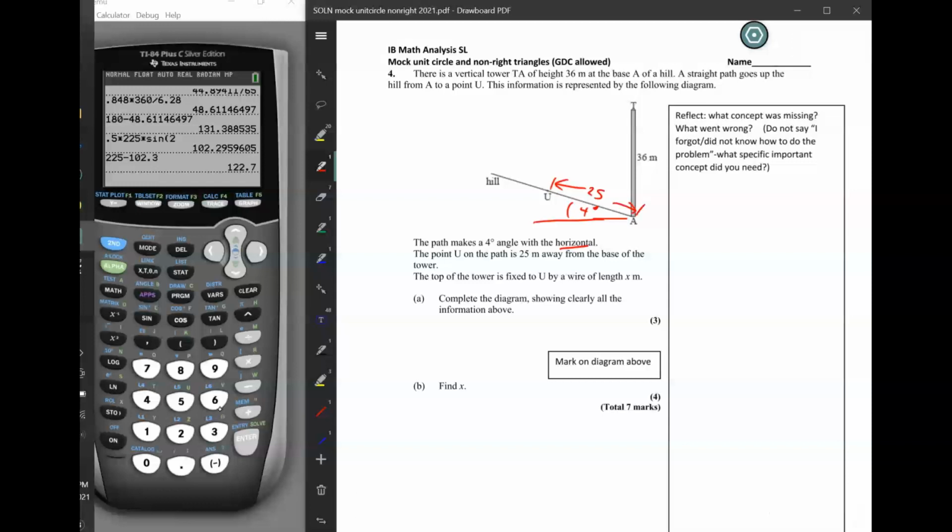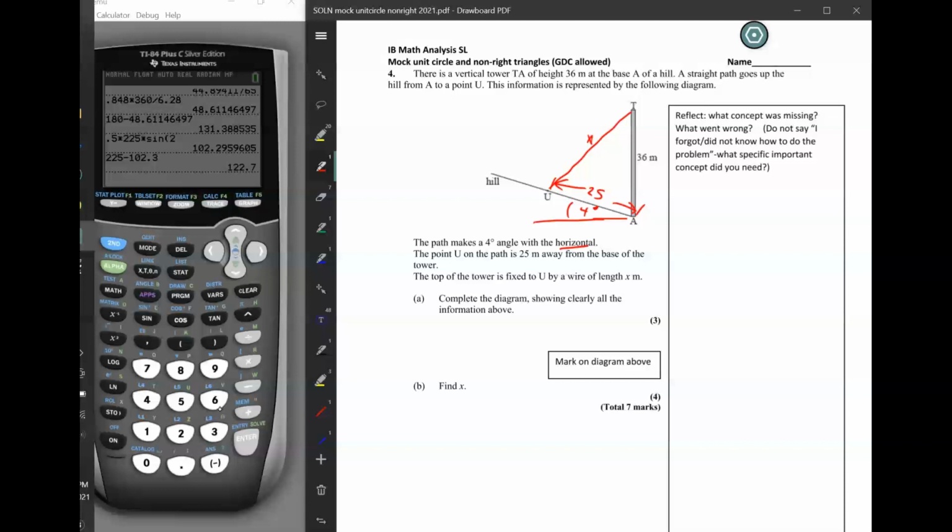The top of the tower is fixed to U by a wire of length X. Okay. So we're done with part A, which is to make that diagram. Find X. Okay, so X looks like it's one side of a triangle formed by two sides 36 and 25. So we know 2 of the 3 sides.